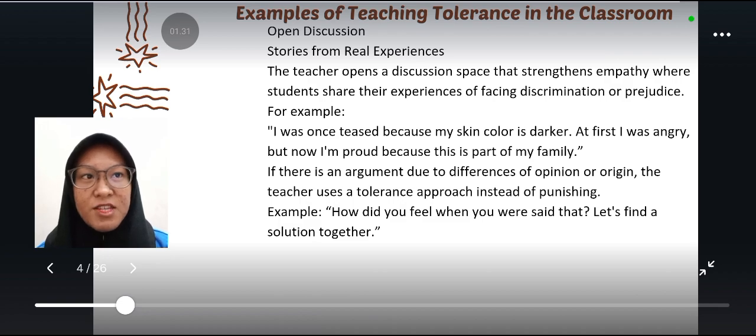Examples of teaching tolerance in the classroom. Stories from their experience. Open a discussion space to strengthen empathy, where students share their experience of facing discrimination or prejudice. For example, I was once teased because my skin color is darker. At first I was angry, but now I'm proud because it is part of my family. Use a tolerance approach instead of punishing. How did you feel when you were told that? Let's find a solution together.